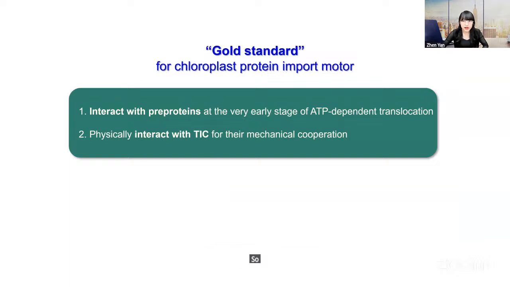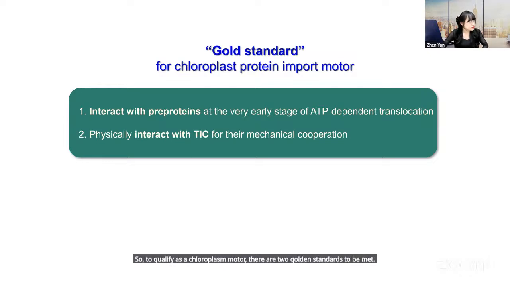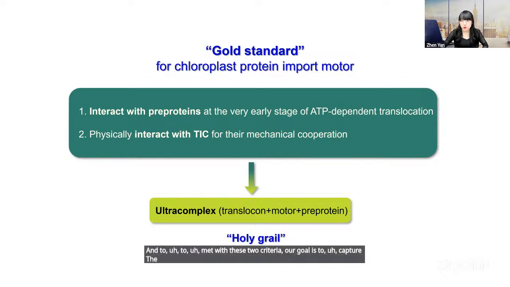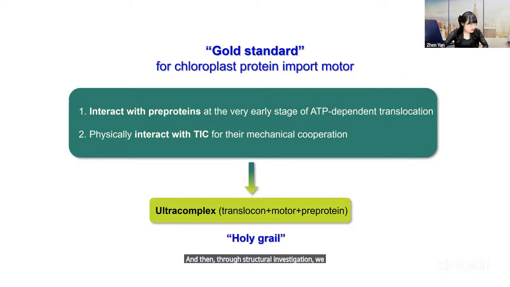To qualify as a chloroplast import motor, there are two golden standards to be met. First, it has to interact with the preprotein at a very early stage. And second, it has to physically interact with the TIC translocon for their mechanical cooperation. To match these two criteria, our goal is to capture the ultra complex, which is constituted by the translocon, motor, and preprotein. And then through structural investigation, we can identify what the import motor is.